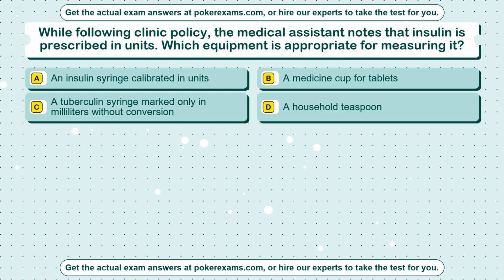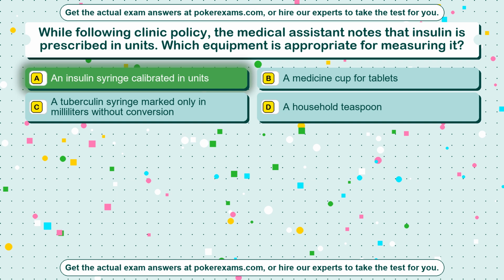Question 43. While following clinic policy, the medical assistant notes that insulin is prescribed in units. Which equipment is appropriate for measuring it? Option A, an insulin syringe calibrated in units. Option B, a medicine cup for tablets. Option C, a tuberculin syringe marked only in milliliters without conversion. Option D, a household teaspoon.